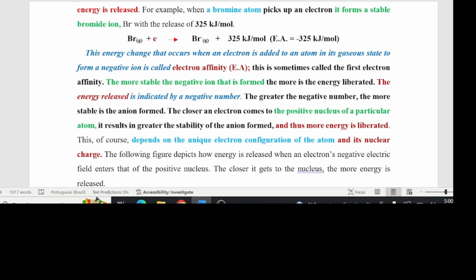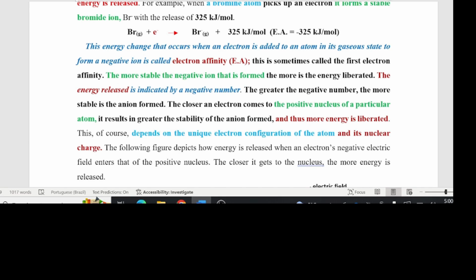Okay? Now, I've written a lot of stuff here. The energy change that occurs when an electron is added to an atom in its gaseous state to form a negative ion is called electron affinity. This is sometimes called the first electron affinity. The more stable the negative ion that is formed, the more energy is liberated. The energy release is indicated by a negative number. The greater the negative number, the more stable is the anion form.